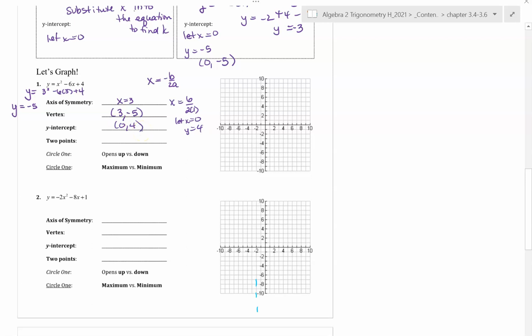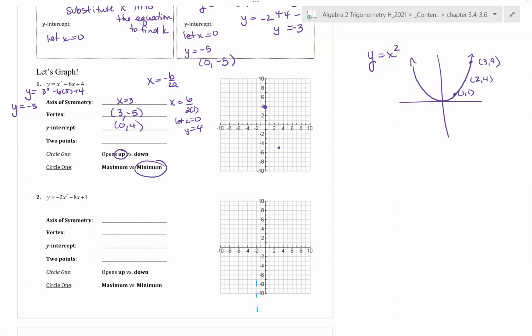So let's go ahead and plot a few points to get started. So we know that the vertex is at 3 comma negative 5. And we also know that the y-intercept is at 0 comma 4. We know that the a is positive, so there's going to be a minimum. Our parabola, our quadratic function, is going to open up. So you might also want to consider your parent function, y equals x squared. We went right one, up one. Notice for this particular quadratic, our vertical stretch is 1.